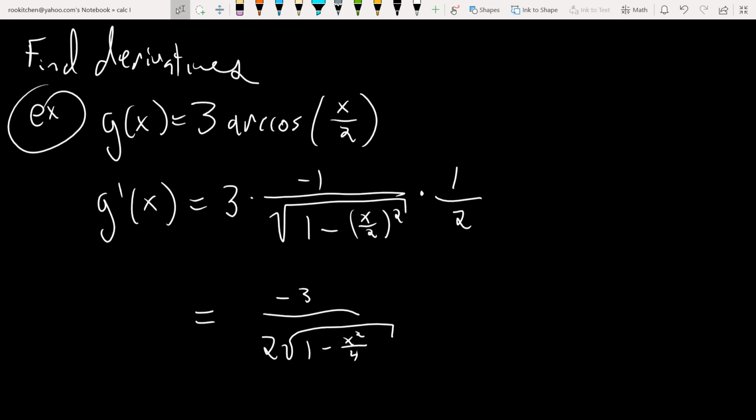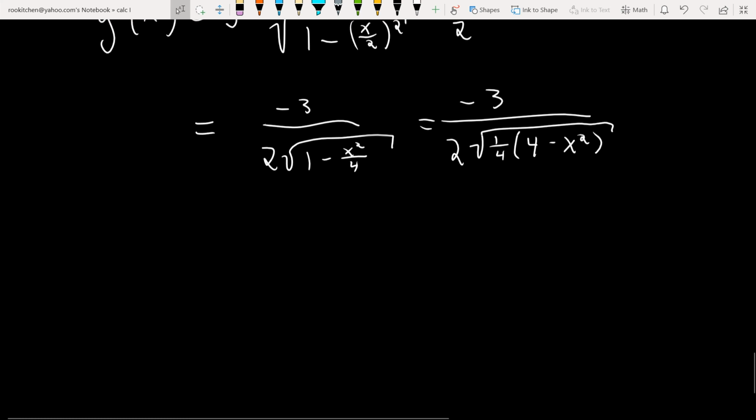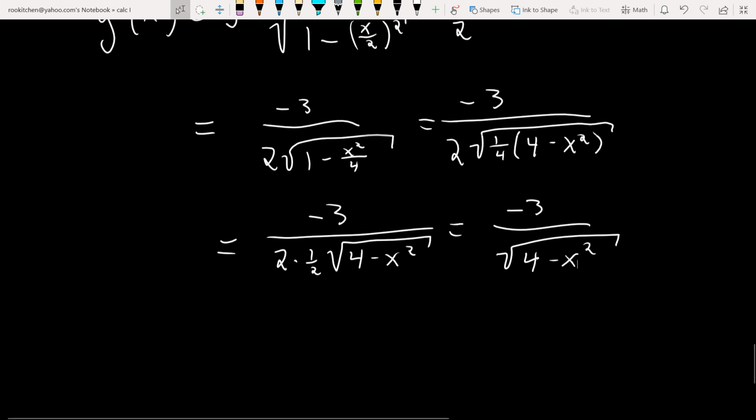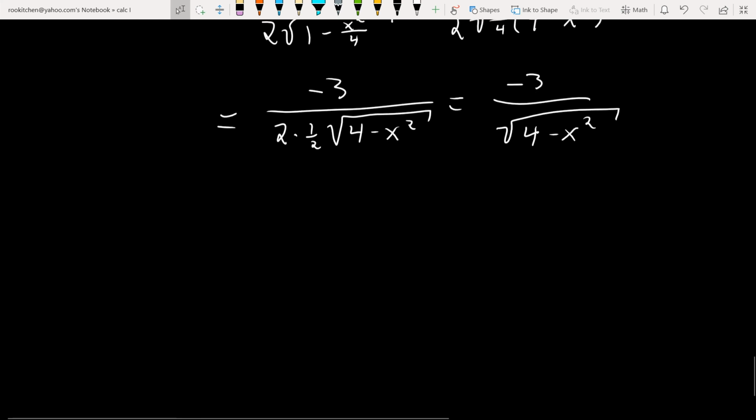We hate those complex fractions, so we're going to factor out that 1/4. Let's see how that works. So I can factor out 1/4 from the inside here. That will leave me with 4 minus x squared. And then use the square root properties to extract the 1/4. So you end up with 2 times the square root of 1/4, which is 1/2, times the square root of 4 minus x squared. And then 2 times 1/2 is 1. So negative 3 all over the square root of 4 minus x squared. Okay. Let's get another. Just a couple more, and then we'll probably call it quits.